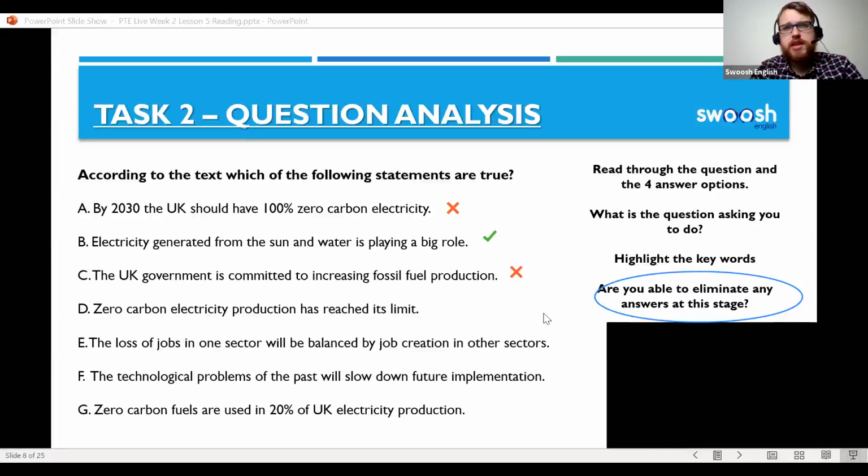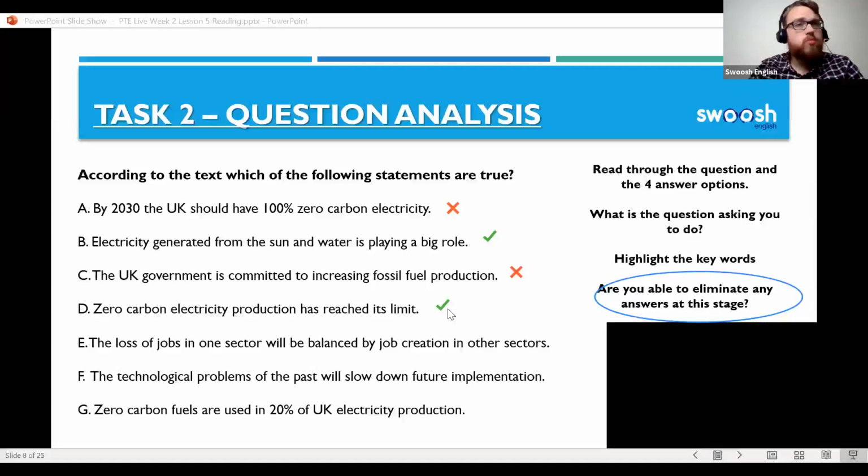So I'm going to put an X beside that because, after all, it doesn't make sense. D, zero carbon electricity production has reached its limit. What do we think? Zero carbon electricity production has reached its limit. Obviously, that only considers one aspect of renewable energy with electricity production. What about the other forms? So I think that, yeah, electricity usage obviously is something that is finite in its resources. So I'm going to put a tick behind that. I think that that could be a potential answer.